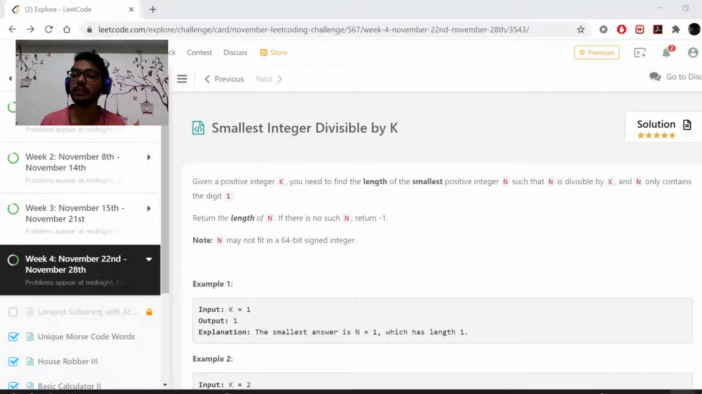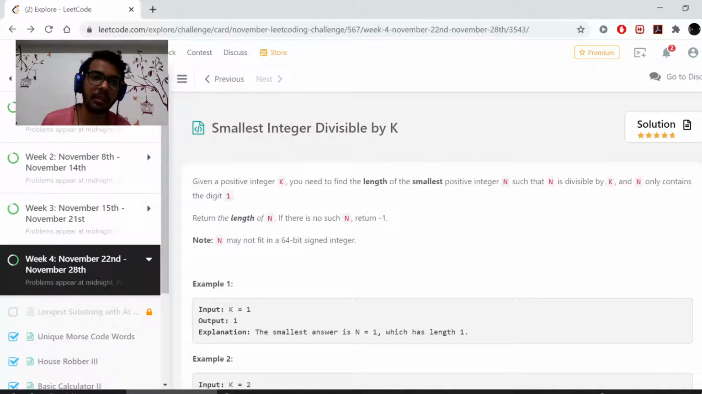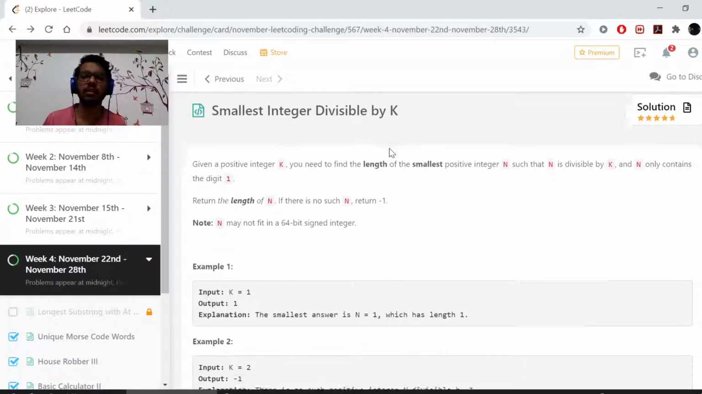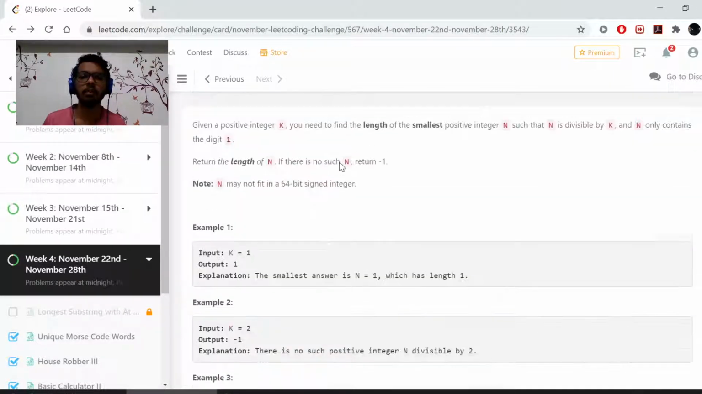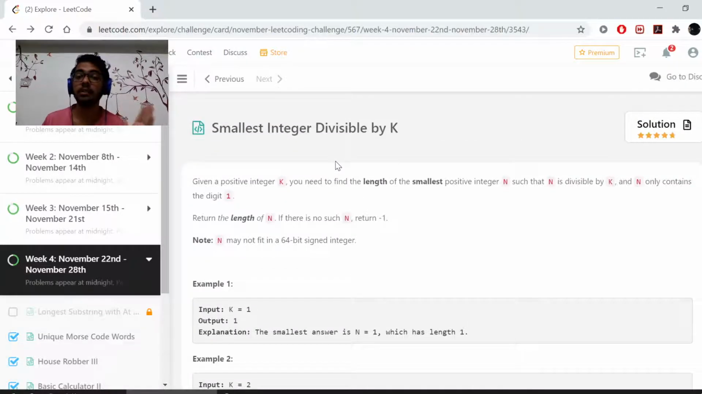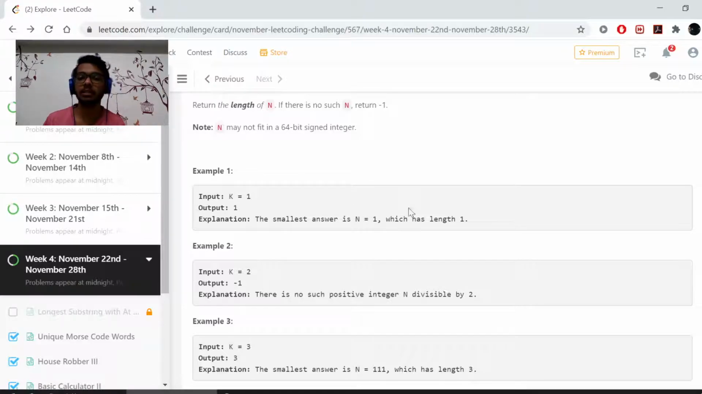Today is the 25th of November, and we are back here with another November challenge. Today we need to find an integer which consists of only ones, and which is divisible by k. So k is just an integer given to us, and we need to find a number that consists of only ones at the ones, tens, and hundreds place, and which is divisible by k.